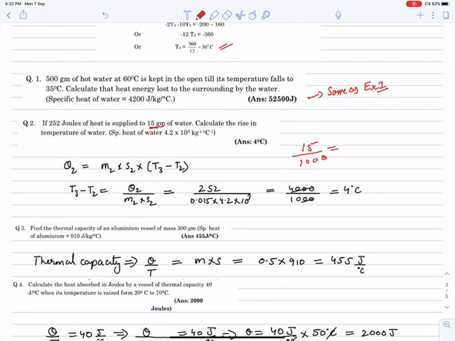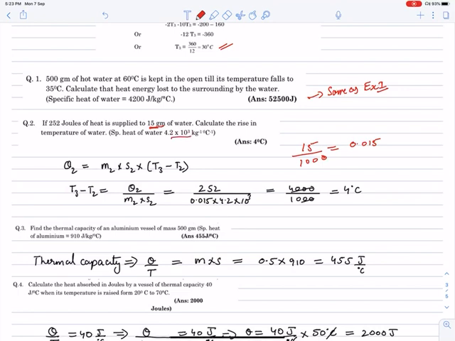Okay, so you will convert it to 0.015. S2 is given as 4.2 into 10 raised to power 3. Okay, so it is given, and you will get the temperature.